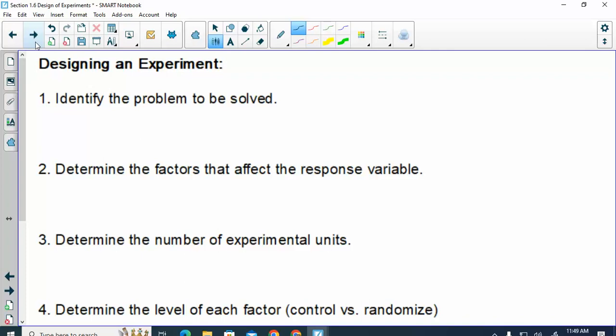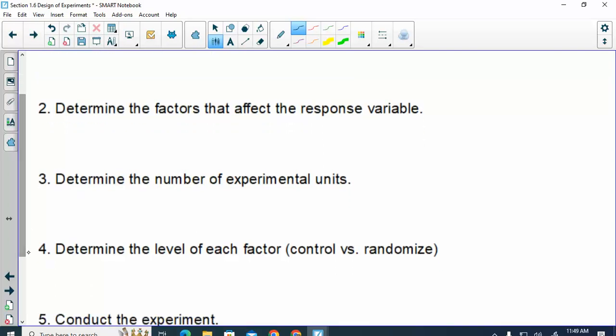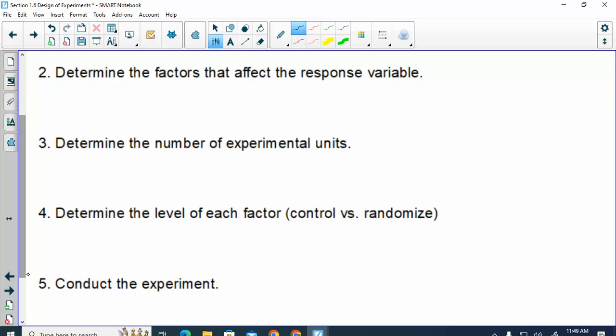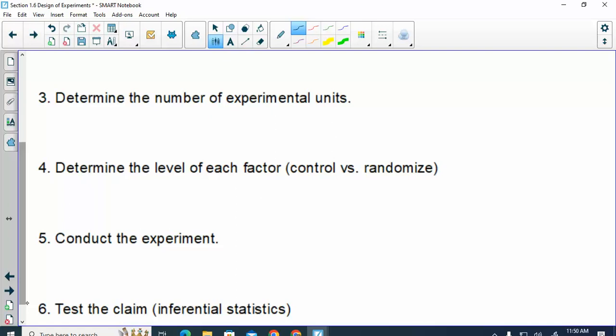So we have to know the factors, the things that are going to impact the response, because we have to be able to control for them. And we have to know how many experimental units or subjects we're going to have. We have to figure out, are we controlling or randomizing each factor? And then at the end, of course, we have to conduct the experiment and draw some conclusion about it.